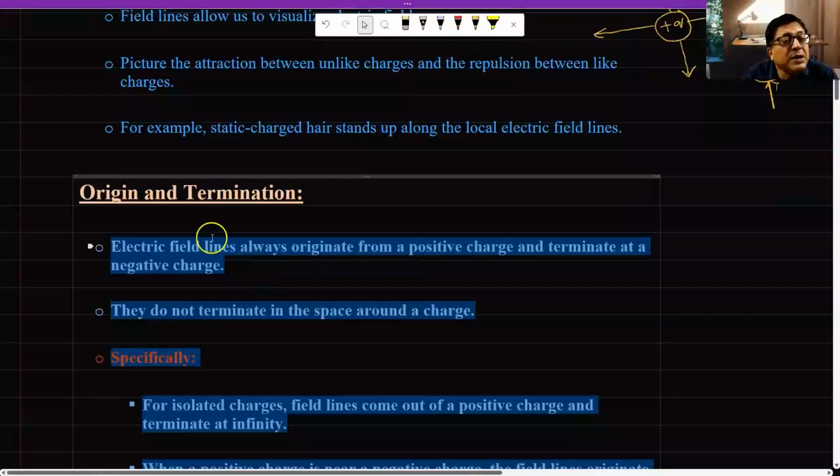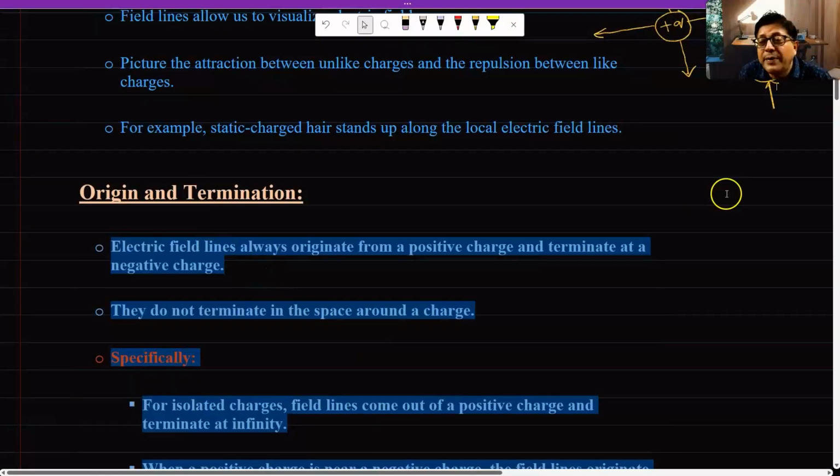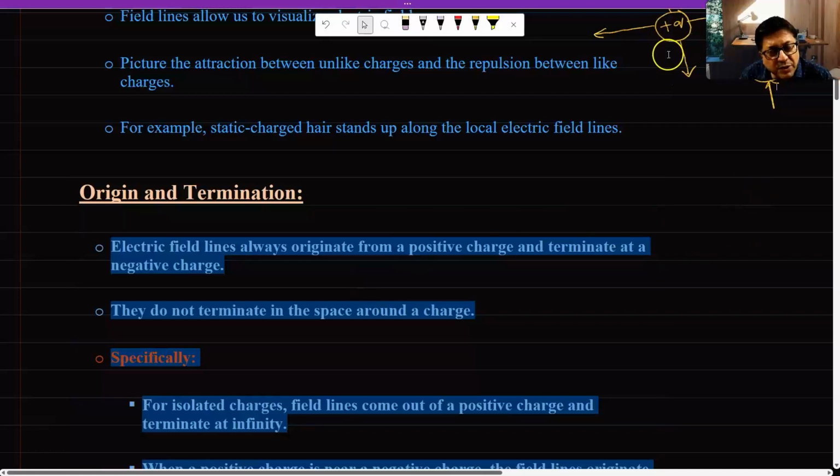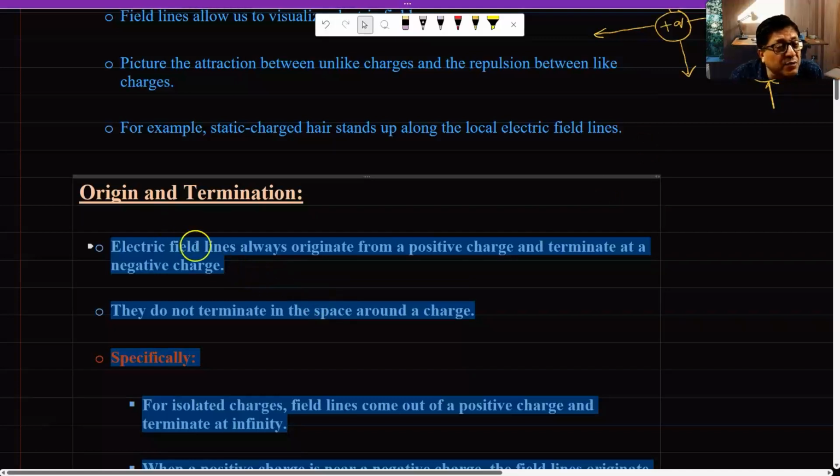Now, what is the origin and termination of these lines of force? Actually, I am repeating the same thing here. What we have realized with the help of the concept of electric field strength at a point, that we are generalizing here. Electric field lines always originate from a positive charge and terminate at a negative charge.